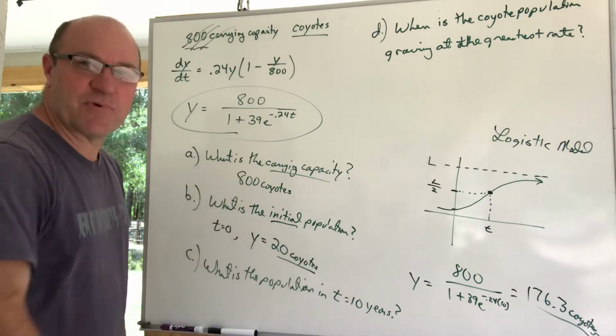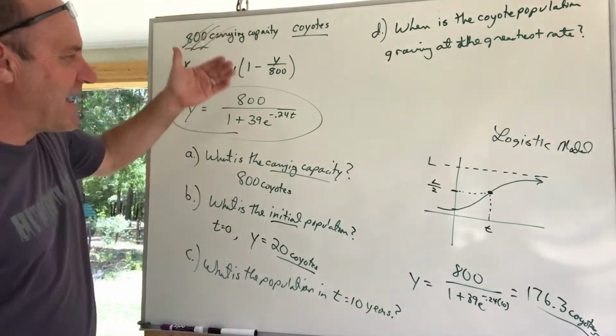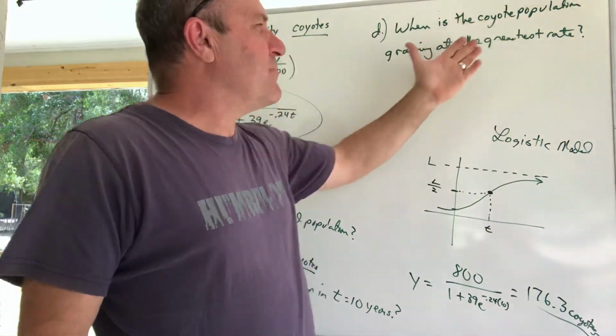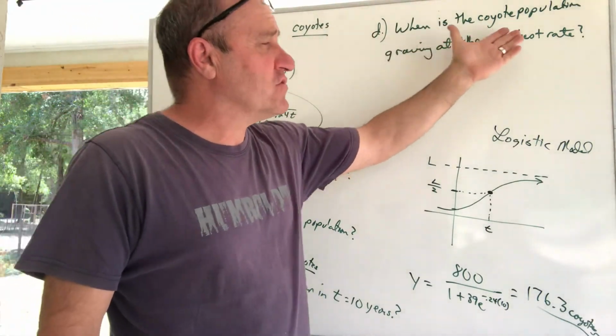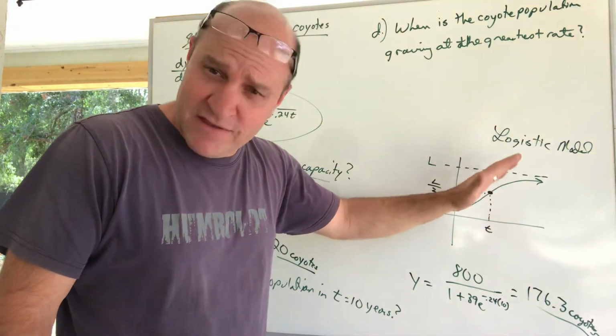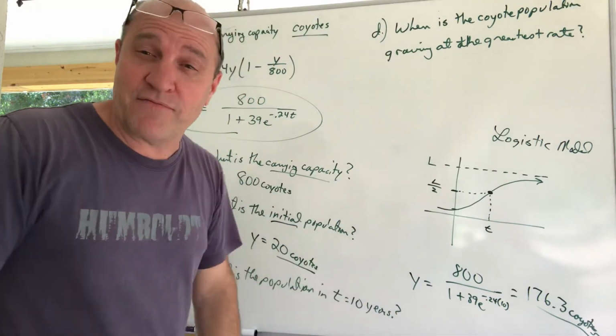Anyway, easy algebraic questions. There's no calculus to this. The calculus was behind the scenes. This is a good question, though. When is the coyote population growing at the greatest rate? I previewed that idea. It's growing at the greatest rate at the inflection point. That's a calculus idea.